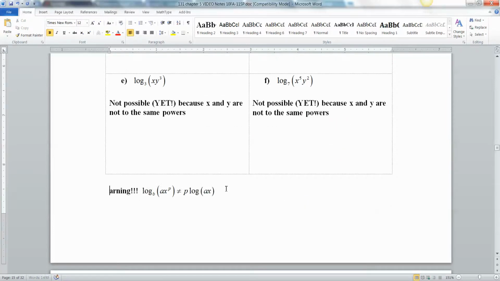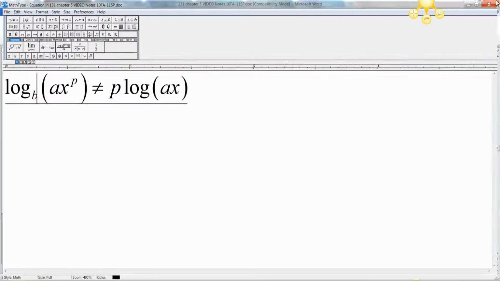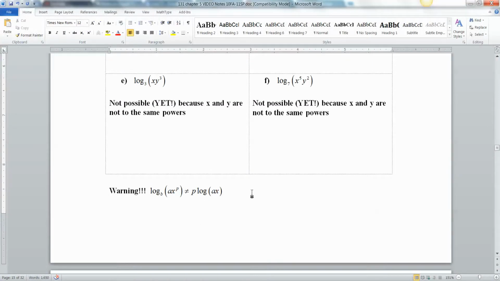Right? Which is why I wanted you to get this warning down. When you have a letter in there or anything else that's not raised to the p power, you cannot bring the p down in front. If x is only to the p, but this front number is not, that's no good to you. There's nothing you can do with that. Not yet. There is something we can do, and it's addition. So we'll learn something in 5.5 to help with this.